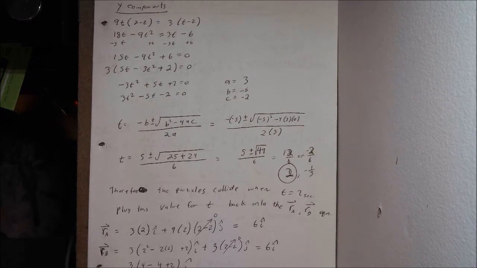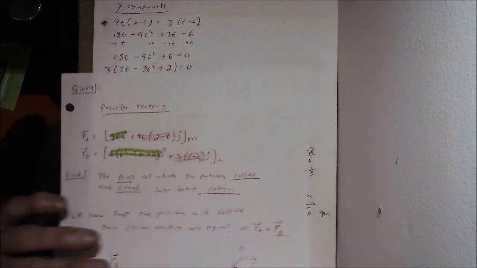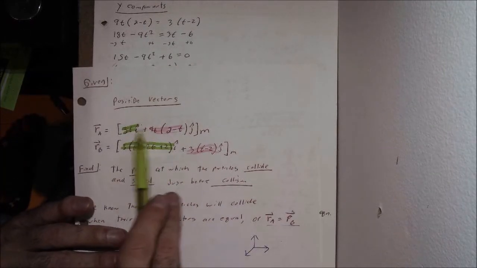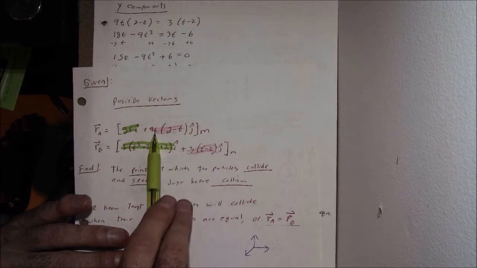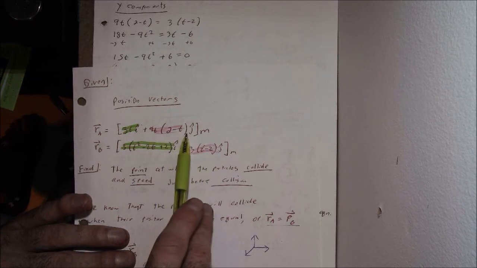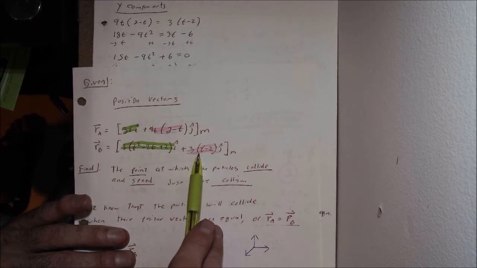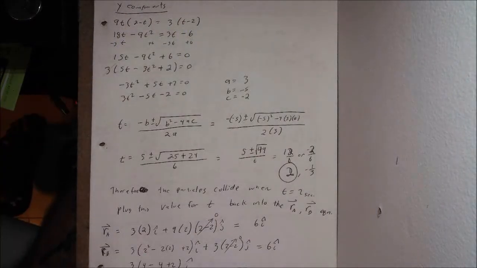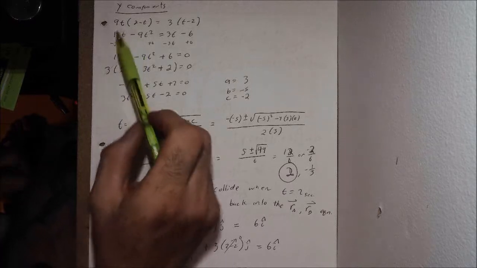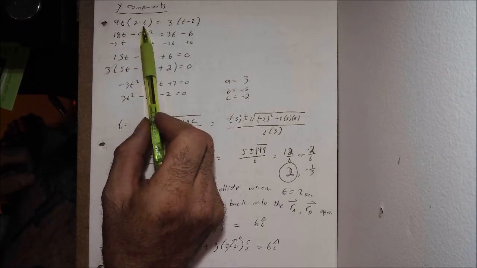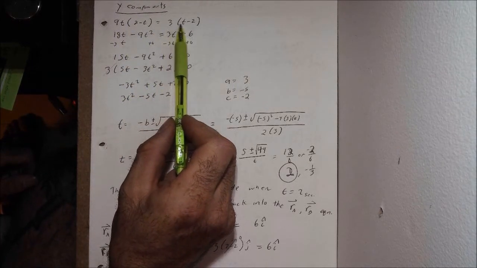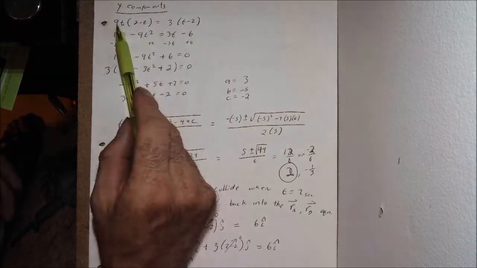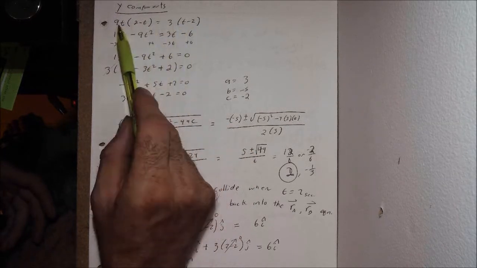So I can reference back to my first page again, where I've color coded this. My y components for particle A and particle B: I have 9t times 2 minus t in the j hat, and I have 3 times t minus 2 in the j hat direction. I can set these equal to each other, so that's exactly what I do. 9 times t times 2 minus t is equal to 3 times t minus 2. I can simplify and distribute through here, distribute 3, distribute my 9t.